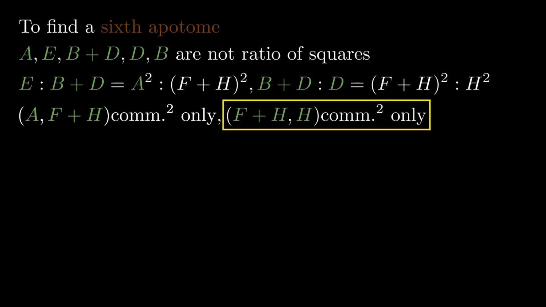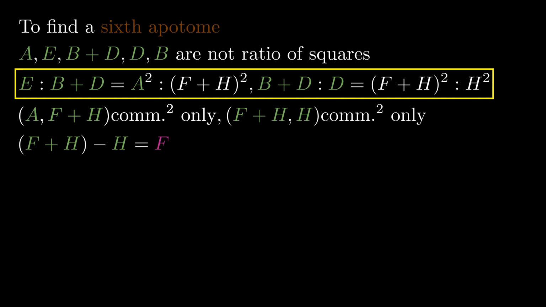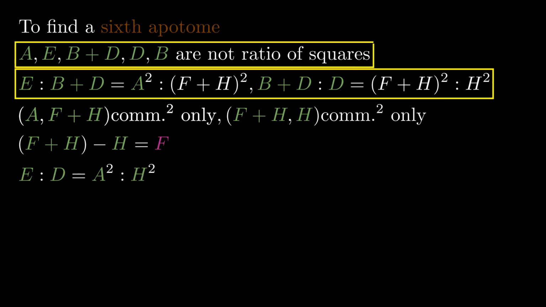H and F plus H are rational but commensurable in square only, so F plus H minus H is an apotome, and we'll show that it is a sixth apotome. Since E to B plus D is proportional to A squared to F plus H squared, and B plus D to D is equal to F plus H squared to H squared, the ex aequali ratio is E to D being proportional to A squared to H squared. E to D is not a ratio of square numbers, so neither is A squared to H squared, so A and H are incommensurable.